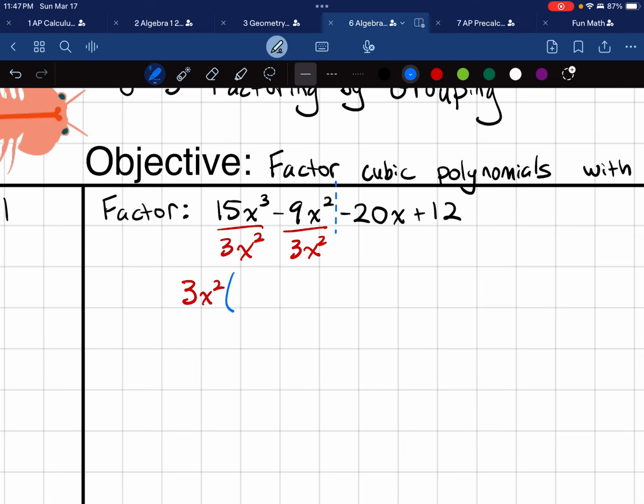What's left over? This 15 divided by 3 is 5, and left over x to the power 3 divided by x to the power 2. There's just one copy of x left, so it's going to be 5x, and then I'm going to say minus, and then what do we have over here? Over here we have 9 divided by 3 is 3, and then I have x squared and x squared. They're the same thing, so these just cross each other off, and I have factored out the greatest common factor.